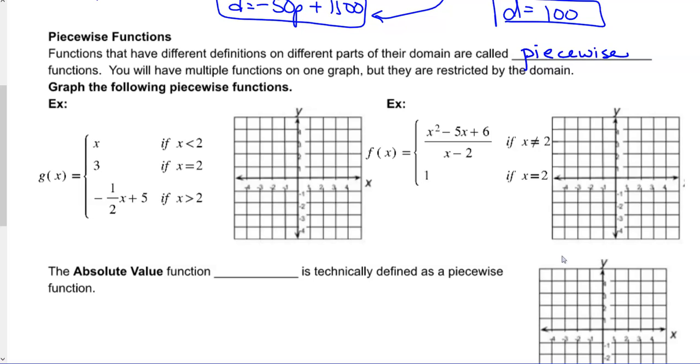What I used to do when I taught high school with Algebra 2 and Algebra 2 trig, and even in math analysis, was an activity where we had graphs, and I had students cut out parts of the graph and piece them back together on a separate graph so they could see that idea of cutting up the functions and putting them all together on one according to their domain. So you have multiple functions on one graph, but they are restricted by their domain.